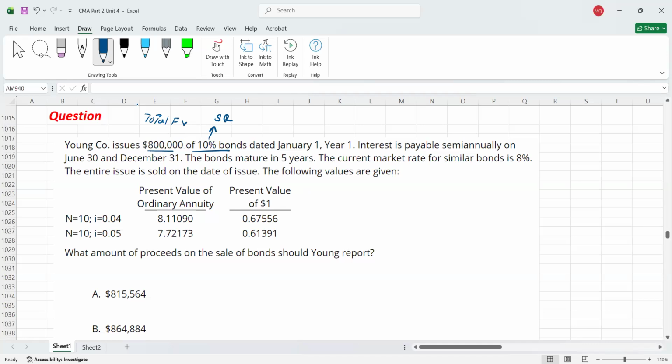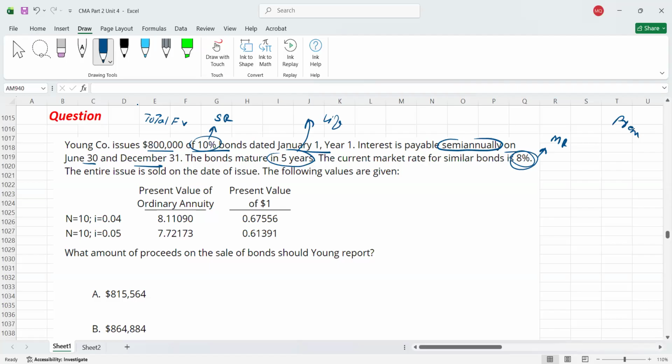We got a stated rate of 10%, dated January 1, year 1. Interest is payable semi-annually. You can see here interest is being paid on June 30 and December 31, after every 6 months. The bond matures in 5 years; this is the bond's life. The current market rate for similar bonds is 8%. This is the market rate. Definitely, you can see stated rate is 10% and market rate is 8%, so bonds will be issued at a premium, because the stated rate is more.